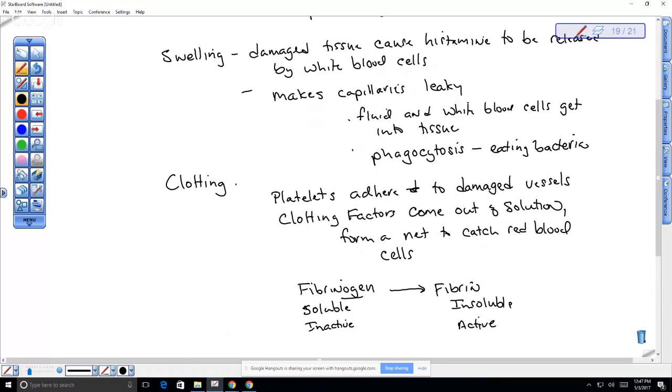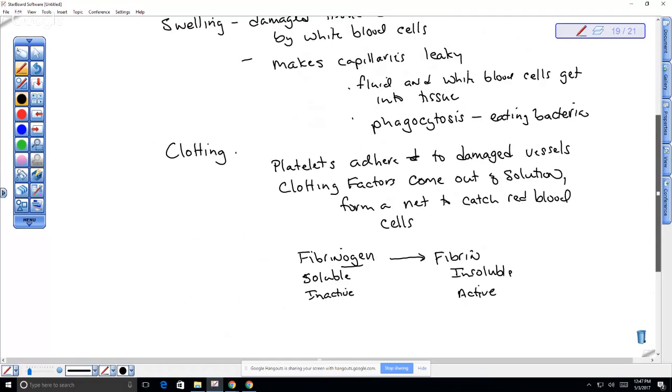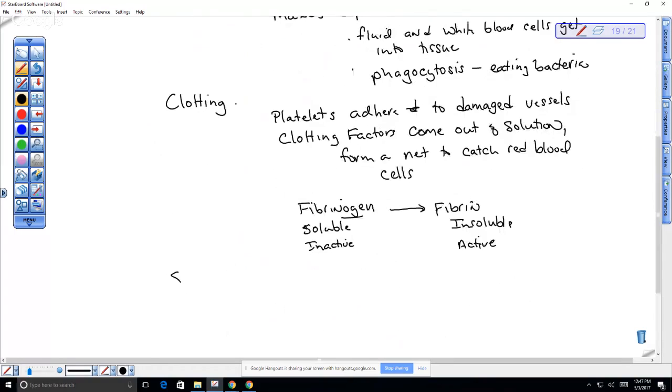Clotting does. Okay. So if we look at the scab, right? This is just a dried out blood clot. So your scab that is formed is just like the clotting factors and the platelets and the red blood cells, they just kind of all dry out and you get a scab.